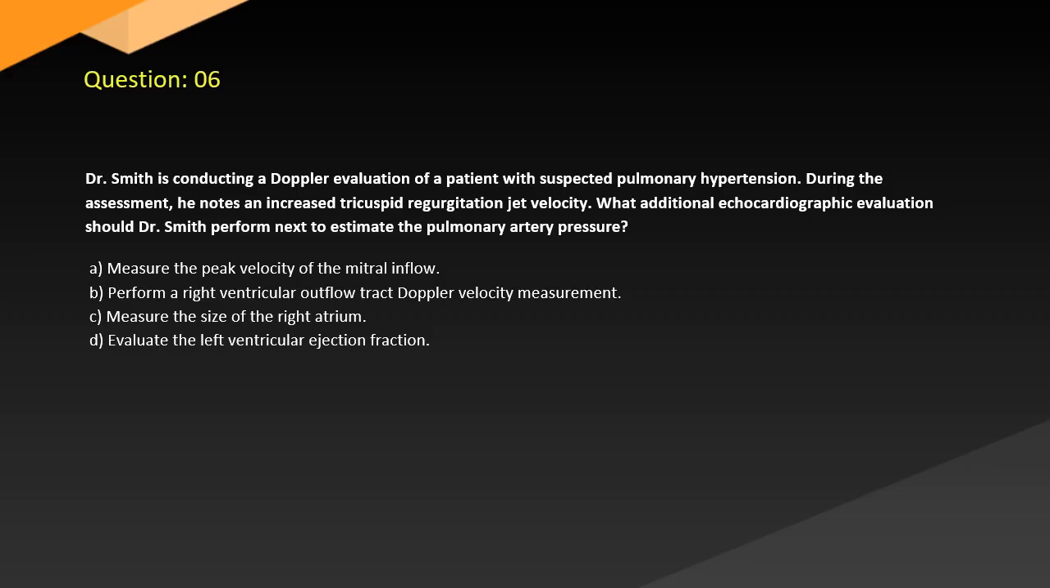Question 6. Dr. Smith is conducting a Doppler evaluation of a patient with suspected pulmonary hypertension. During the assessment, he notes an increased tricuspid regurgitation jet velocity. What additional echocardiographic evaluation should Dr. Smith perform next to estimate the pulmonary artery pressure?